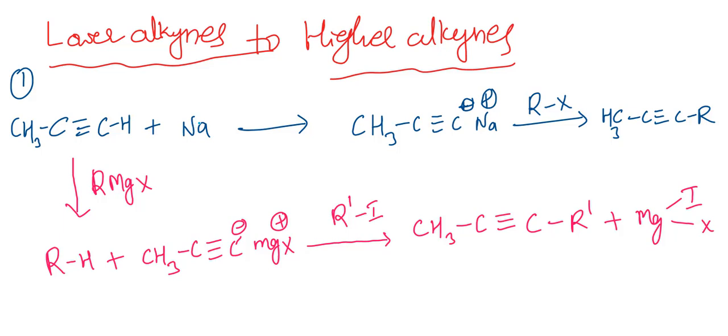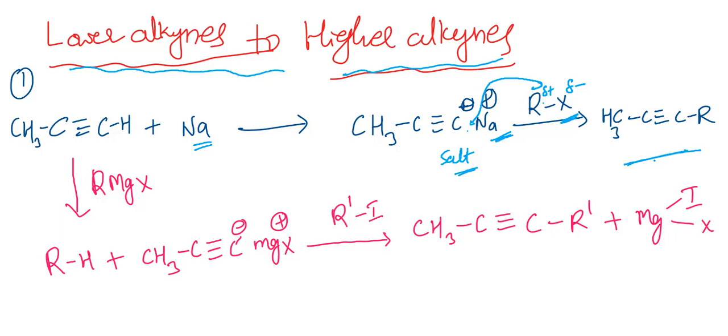Next, from lower alkynes to higher alkynes, how can we prepare? See, I am taking propyne. It reacts with sodium. It is already acidic in nature, so it forms a salt, plus and minus. Then whenever you react with alkyl halide, this Na and X form NaX. This R is attacking here, because X is negative, R is positive. So this R is substituting here.